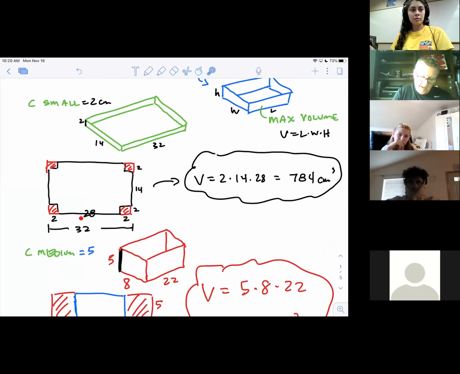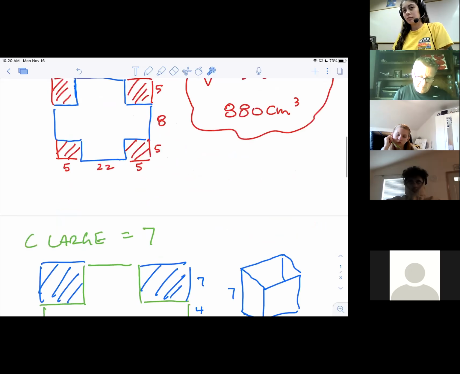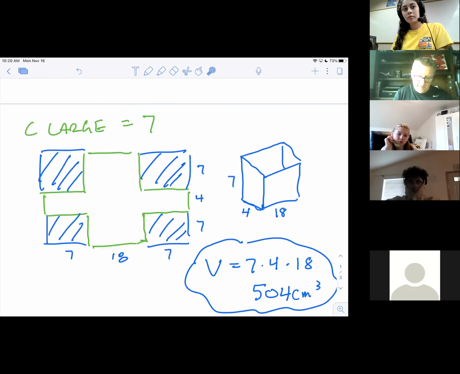To get this 28, didn't we take 32 and take away 2? And this is what Vail said a second ago. Take 2 of these cuts away, so it's 32 minus 2 2s. Wasn't this one down here 32 minus 2 5s? So I think I see a pattern. This distance here was 32 minus 2 7s.